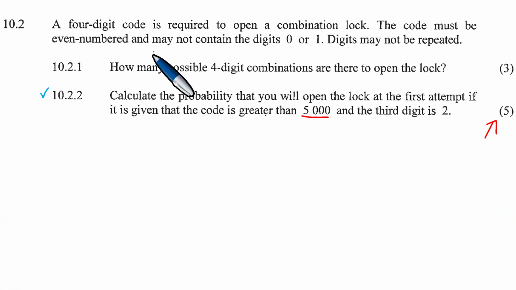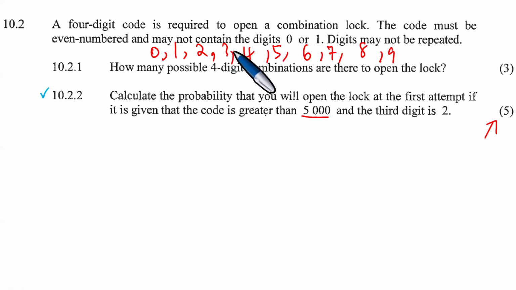If you look at this, you need to think about the fact that you are dealing with the digits 0, 1, 2, 3, 4, 5, 6, 7, 8, 9. You are dealing with these digits here. The question asks you to calculate the probability that you'll open the lock at first attempt if the code is greater than 5,000 and the third digit is 2.